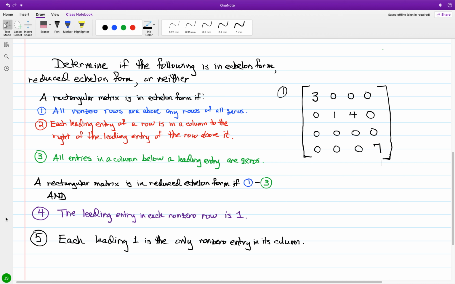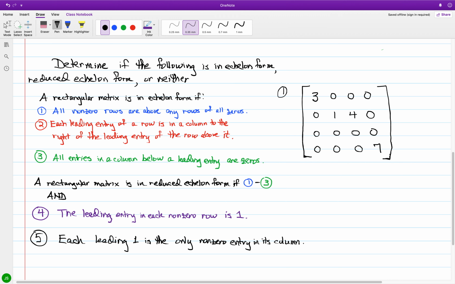Okay, continuing with what we have with echelon and reduced echelon forms. Let's say we're to determine if the following matrix is echelon, reduced echelon form, or neither. For the first bit, to be an echelon form, all non-zero rows are above any rows of all zeros.